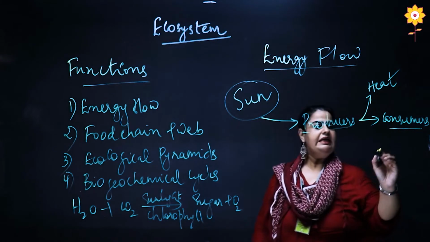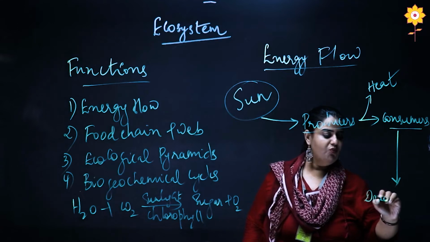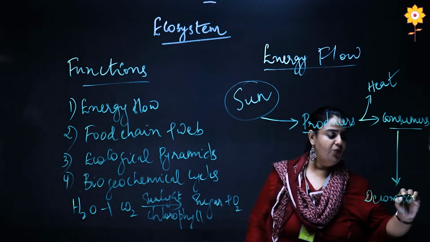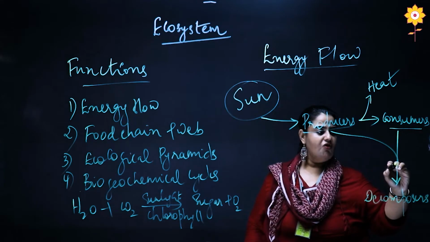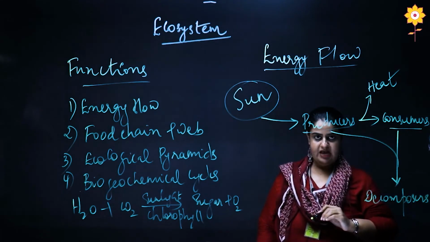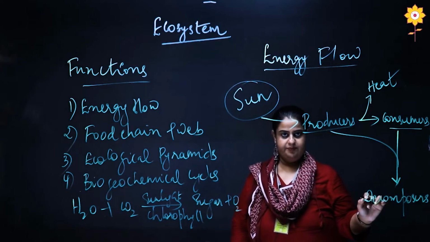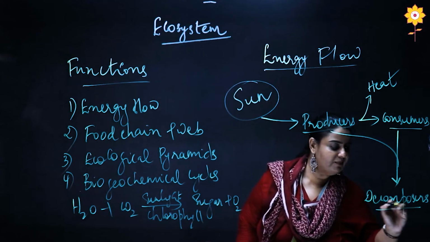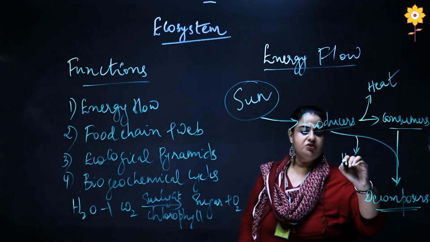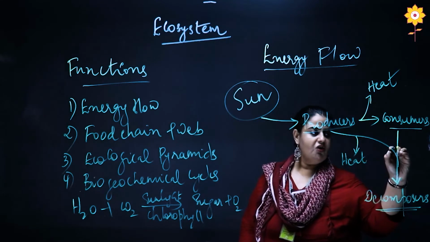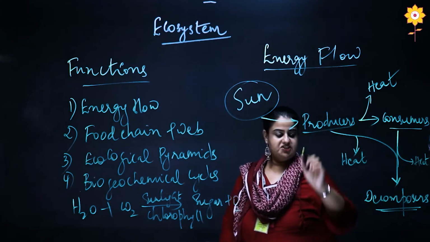Now, from the consumers, it will move on to decomposers. Now, how will it move on to decomposers? The dead parts of plants and animals are broken down with the help of decomposers in the soil, and that is how decomposers get their energy. During these steps also, some amount of energy is lost in the form of heat. Heat is a common way by which energy is lost.